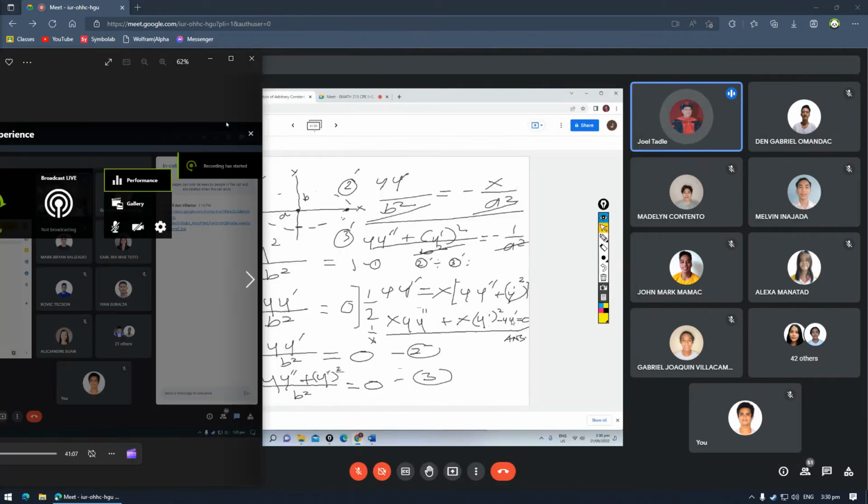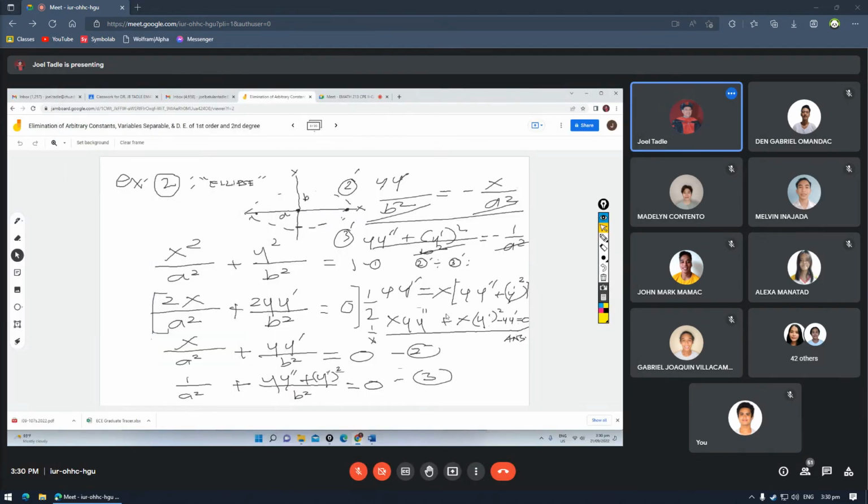So, pwede ang atong answer ani kanina sa ibabaw. Pwede rin kanina sa ubos, no? So, either of the two. Pero ang pinaka-simplest gid ani nga answer kanina sa ibabaw kay this is a factored form, no? Mao na siya ang pinaka-simplest. The simplest form is the factored form man, no? So, y prime equals x times quantity y double prime plus y prime squared.